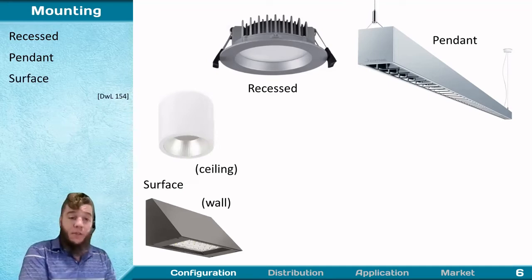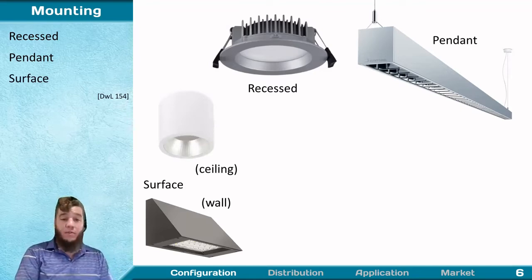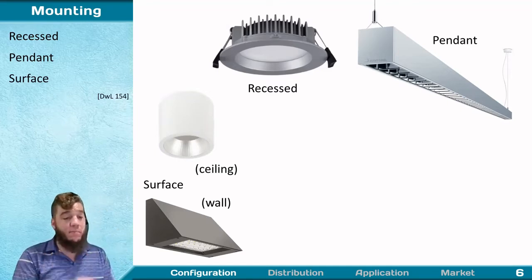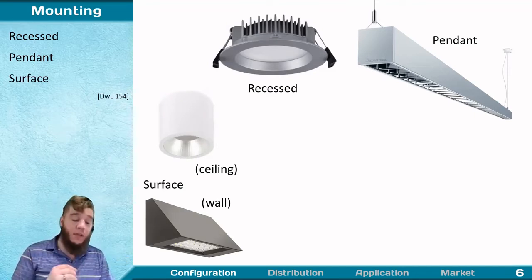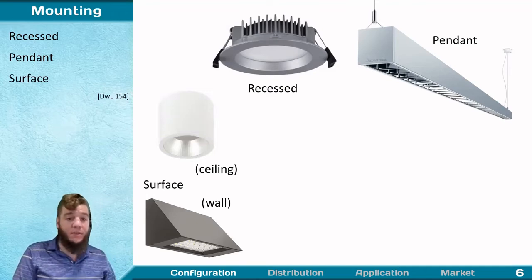Surface mounting is another super common approach. For exposed ceilings, typically you're going to go with surface mounted luminaires. And you can mount it surface to a ceiling or to a wall. And you've got pretty different luminaires that we utilize for each of those particular types of mounting. So we'll dig into those luminaire types in a couple slides.